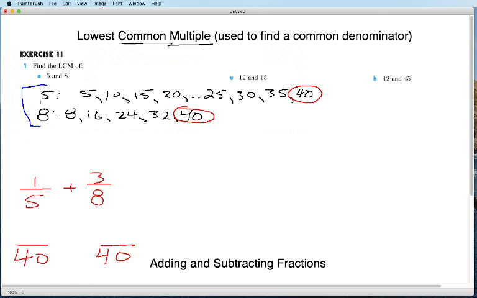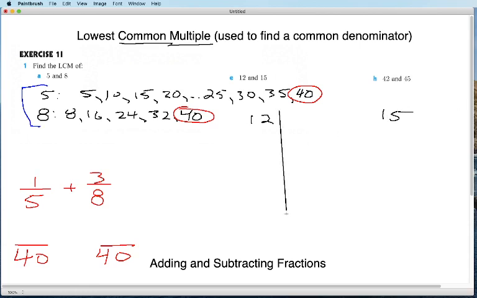But that's not always the case, so I don't always encourage people just to multiply these two numbers, because it could give you a very big number. So let's look at another number for lowest common multiple, but we're going to do it a little bit different. Let's find a different method here so that it's a little bit easier.